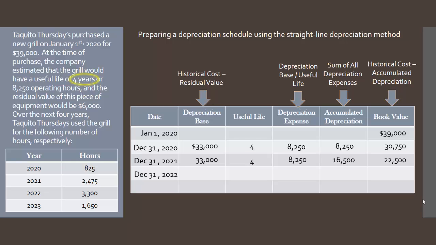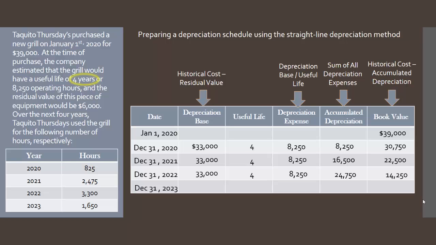And we're going to repeat this process for the third year, which is 2022. Depreciation base doesn't change. Useful life doesn't change, meaning we have the same depreciation expense. If we add that to our existing accumulated depreciation, it increases it to $24,750 and decreases the book value of this asset down to $14,250.